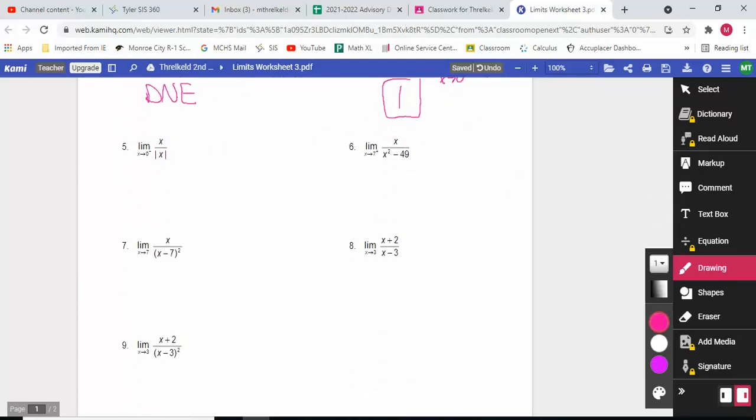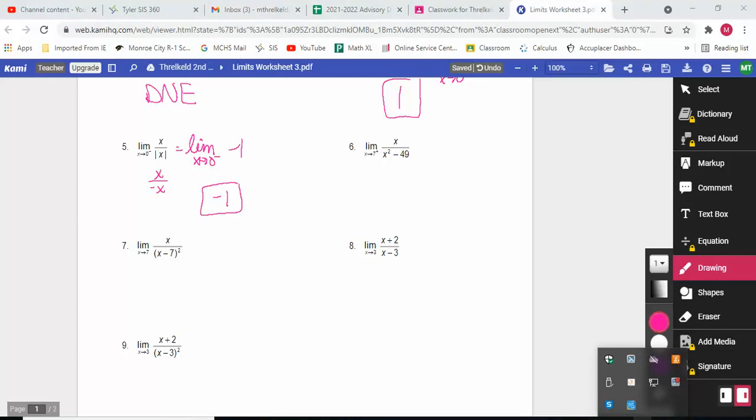If you approach from the negative side, then the absolute value makes it the opposite of that, so you're getting out negative 1. Are we good with those two? Try working through the next set then.